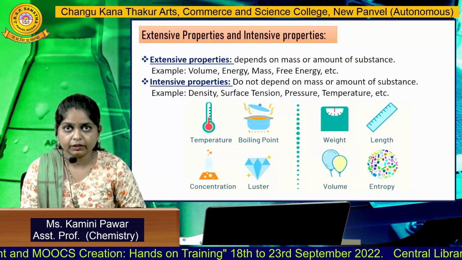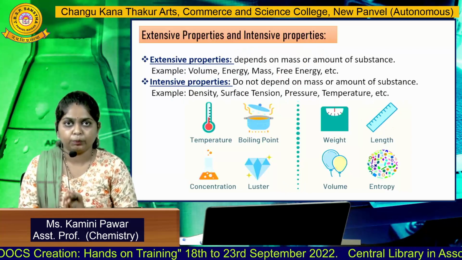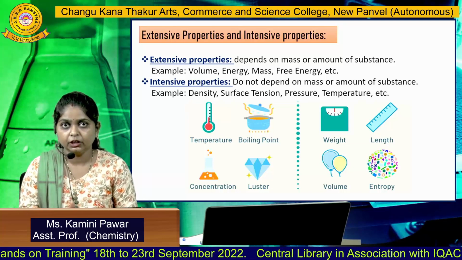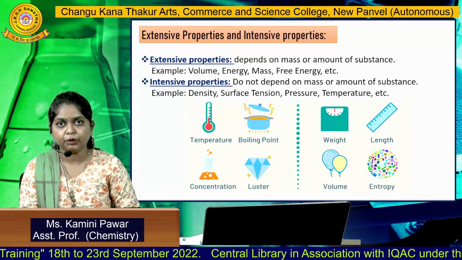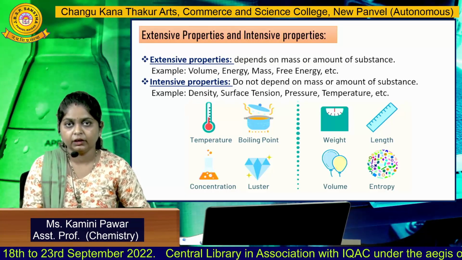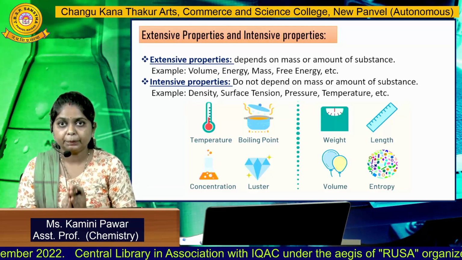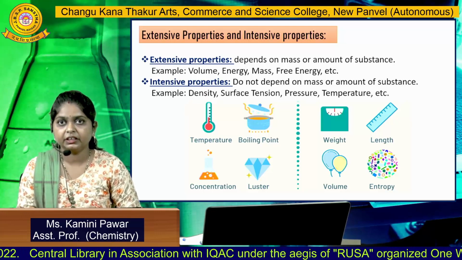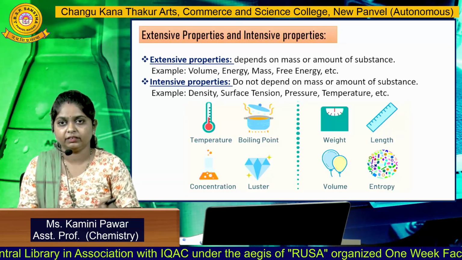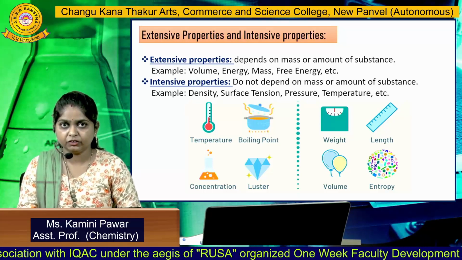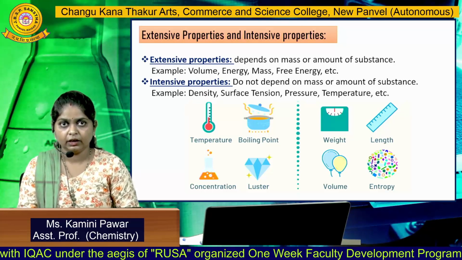Okay. Then we have, students, the properties. Thermodynamic properties get classified into two types: the extensive property and the intensive property. The extensive property means the property which depends on the mass or the amount of substance. That is known as the extensive property. Examples are volume, energy, mass, free energy, and so on.